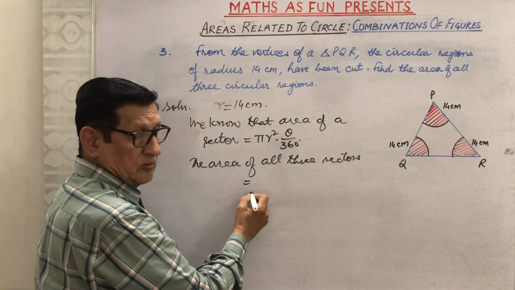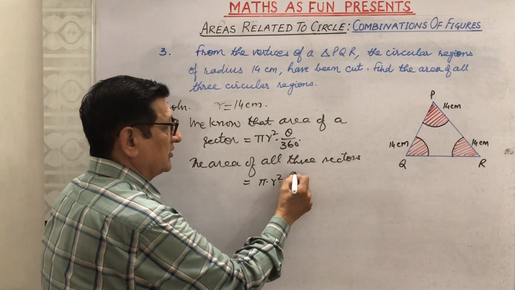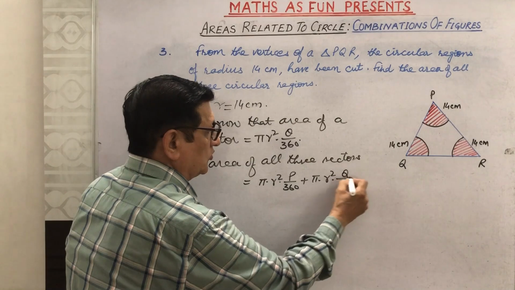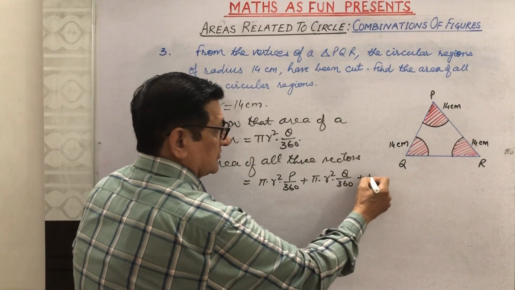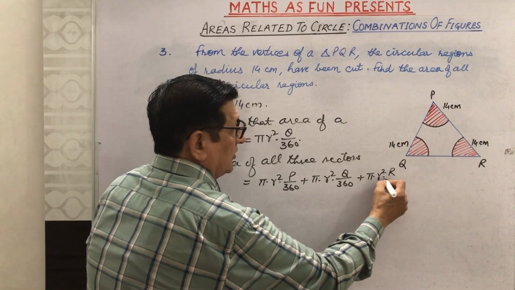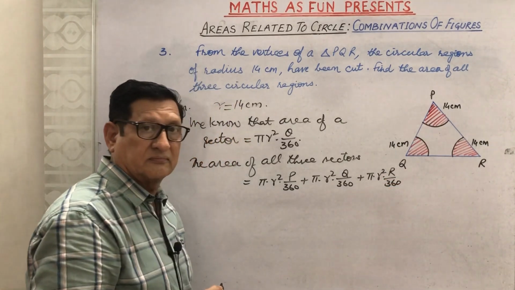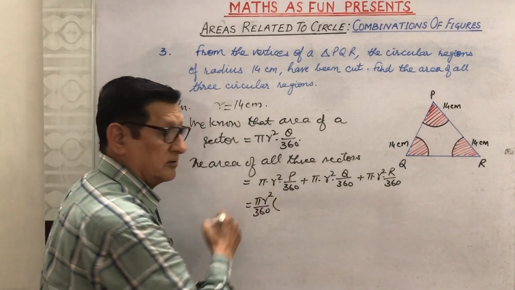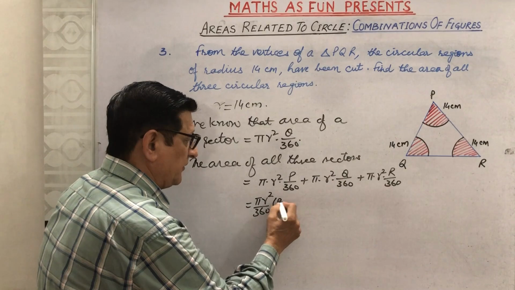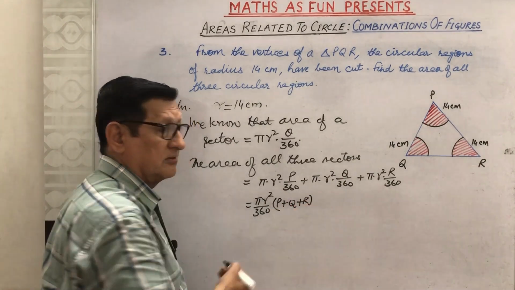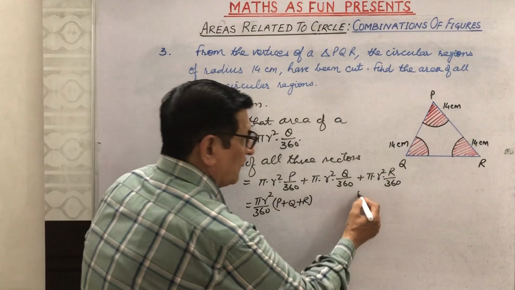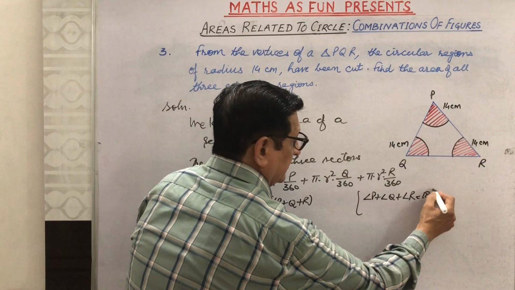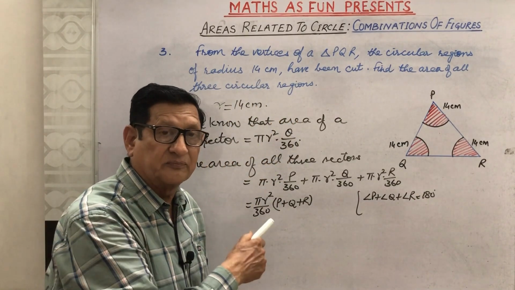So we can write the area of all 3 sectors is equal to pi into r square into P upon 360 plus pi into r square into Q upon 360 plus pi into r square into R upon 360. We are getting pi r square upon 360 as common. So we are getting here P plus Q plus R.